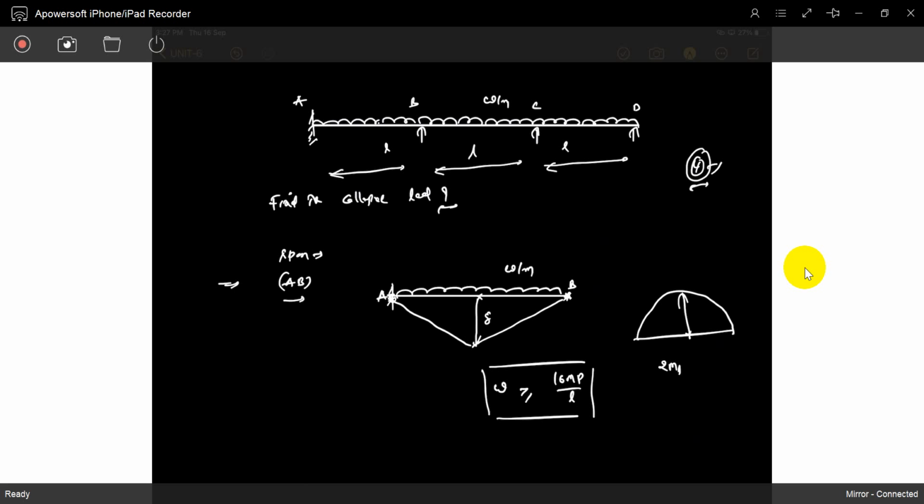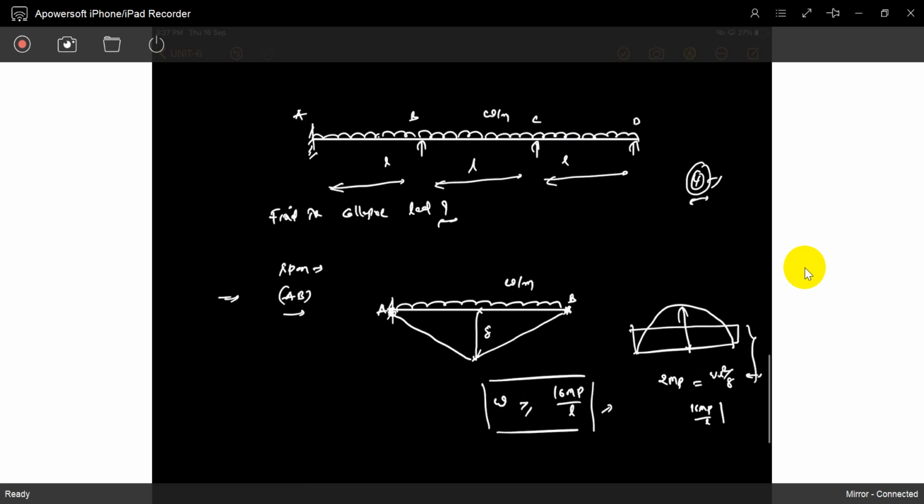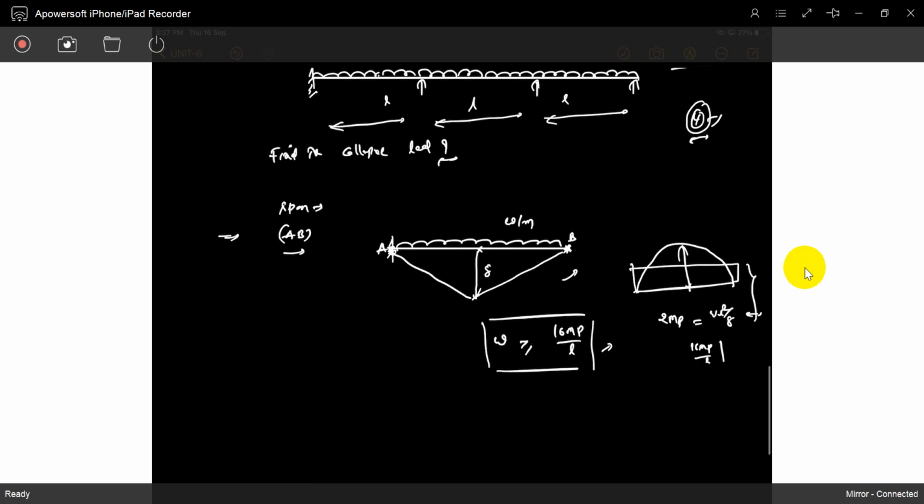It's 2 MP. Remember, 2 MP is WL square by 8, so 16 MP by L. We already found it. As I said again, this is a cross section which has a capacity of MP, based on the cross section. If 16 MP by L is the collapse load, there are failure chances. Understood? So again, now we can consider BC.